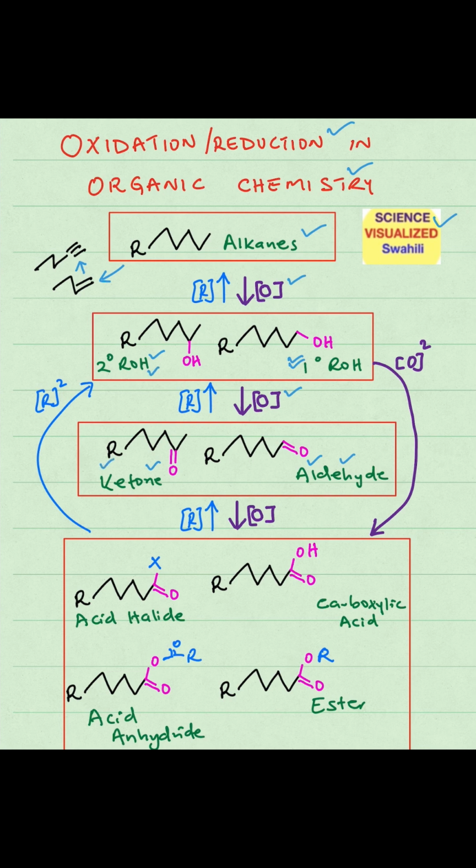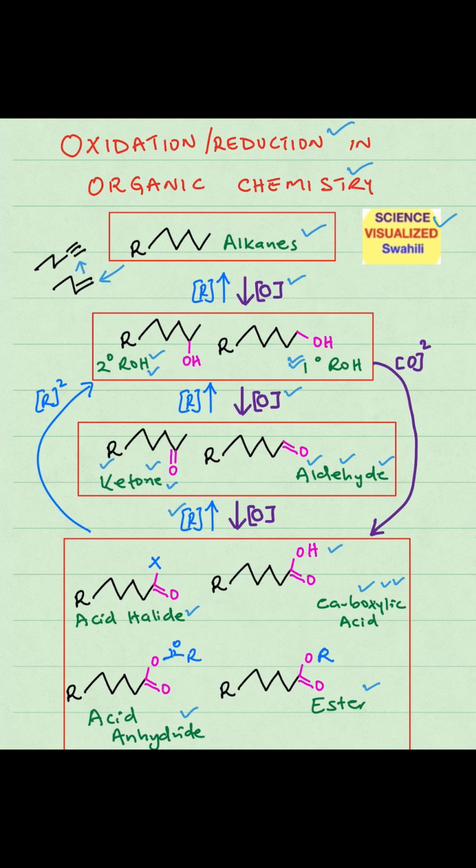The next oxidation state, which is much slower for ketones but much faster for aldehydes, is where you end up forming carboxylic acid. So in this case, carboxylic acid will be the highest oxidation state. And just for this table, I'm also including acid halides, acid anhydride, and esters as being at the same oxidation state as carboxylic acids.